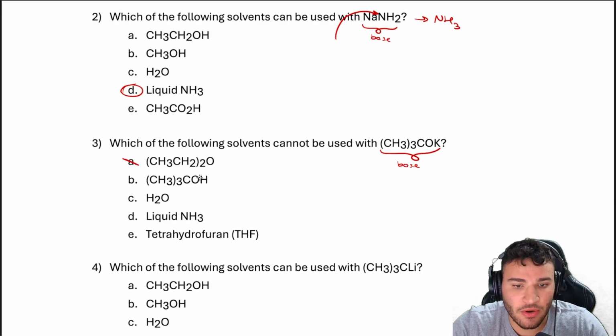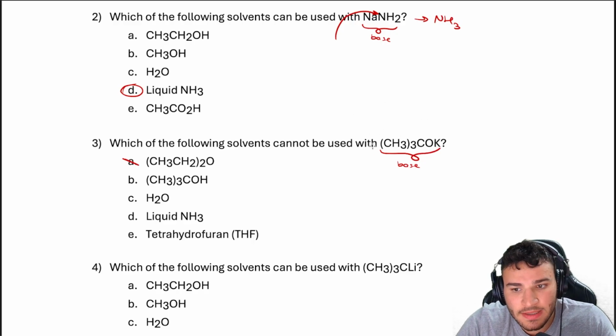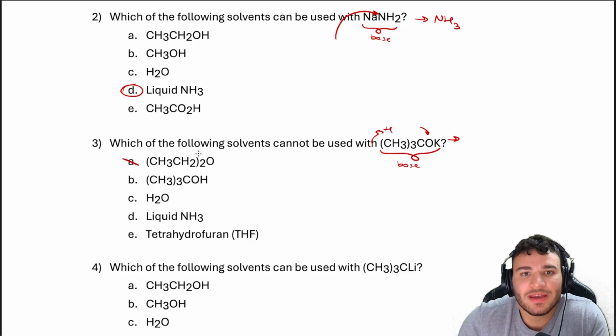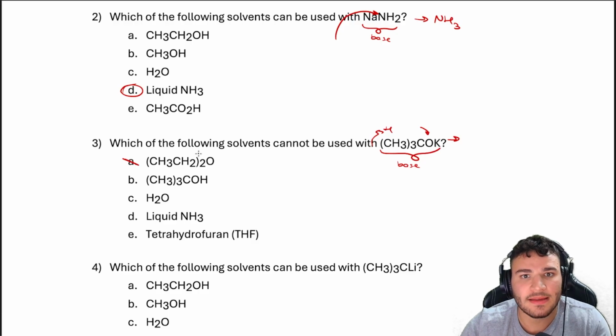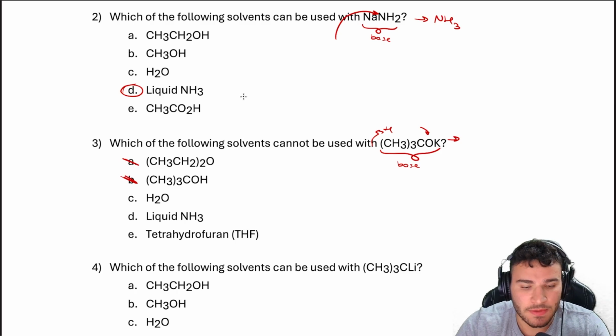B, (CH3)3COH. Now realize that this is just the conjugate acid of our base, right? If we were to protonate this, get some H, this would go right to the O and we would form this product, right? B. And so if we use this as a solvent, what are we interfering with? We're forming the same exact thing. The same things are getting protonated. And so B is absolutely a solvent we can use.